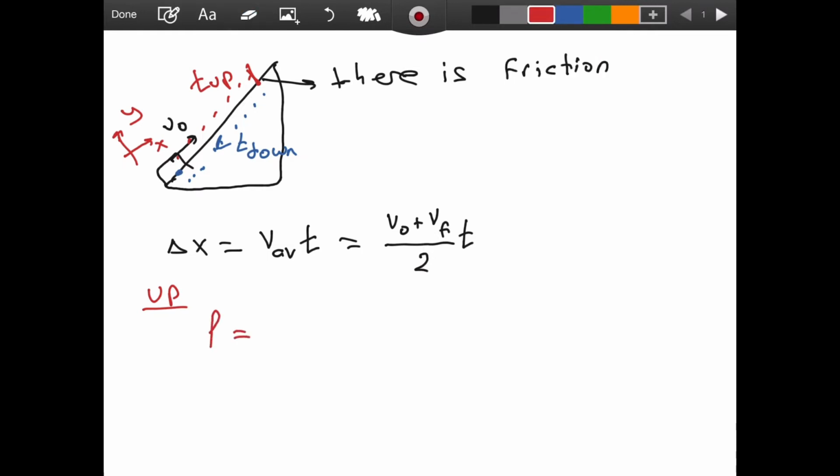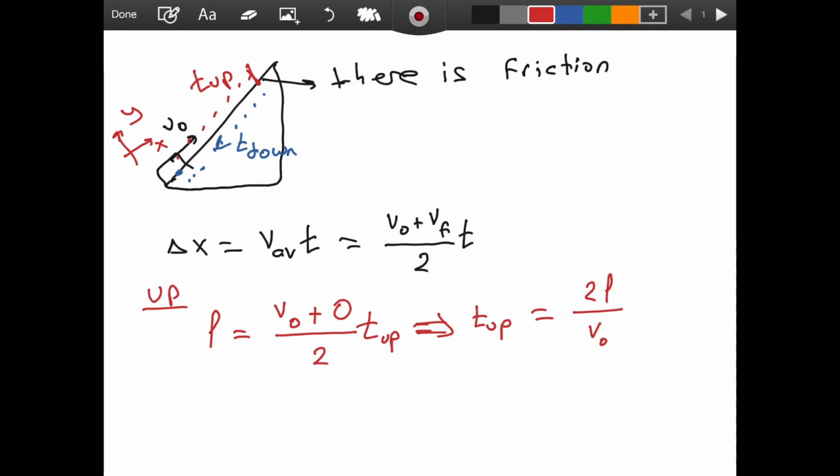So L is going to be equal to, using the formula, our initial velocity, which I call v0, plus our final velocity. Well, our final velocity is, drum roll please, yep, you guessed it correctly, it is 0. We just come to a stop. Divided by 2 times t, and specifically t up. So we get, if we solve for t up here, t up is going to turn out to be 2L divided by v0. So this is the upward motion, and we found a formula for t up.